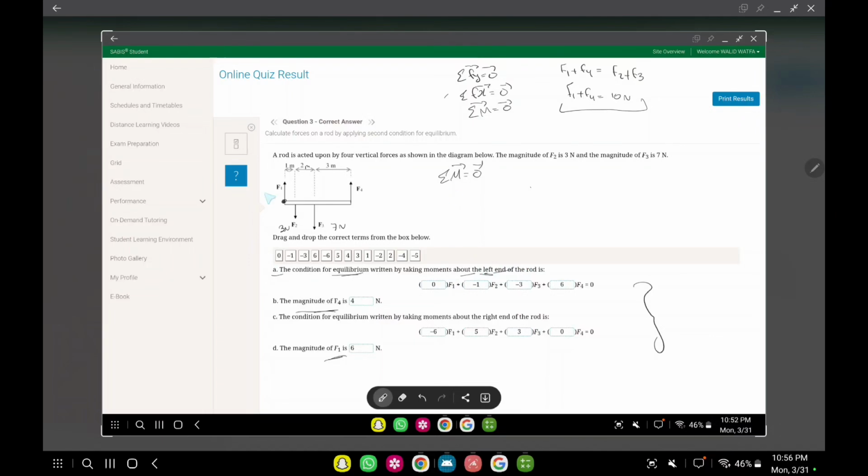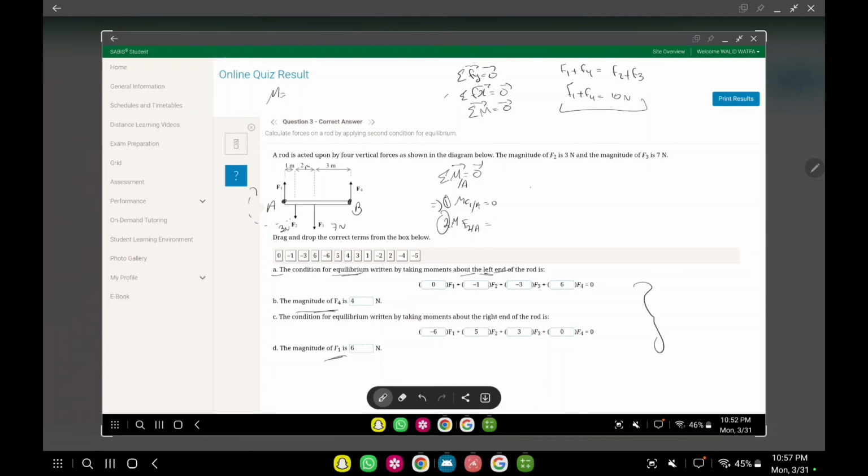Sigma M equals 0, and let's call the rod AB, because we're going to work with point B later on for part C. So we're taking the moment about A. If the moment about A is equal to 0, that means the moment of F1 is obviously 0. The moment of F2 around A is how much? F2 will take it clockwise.